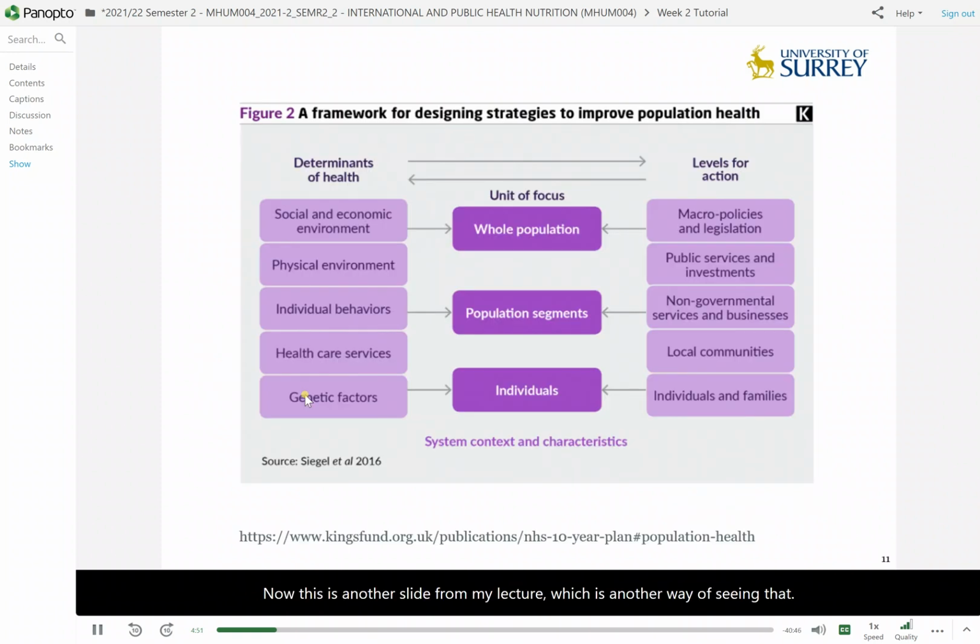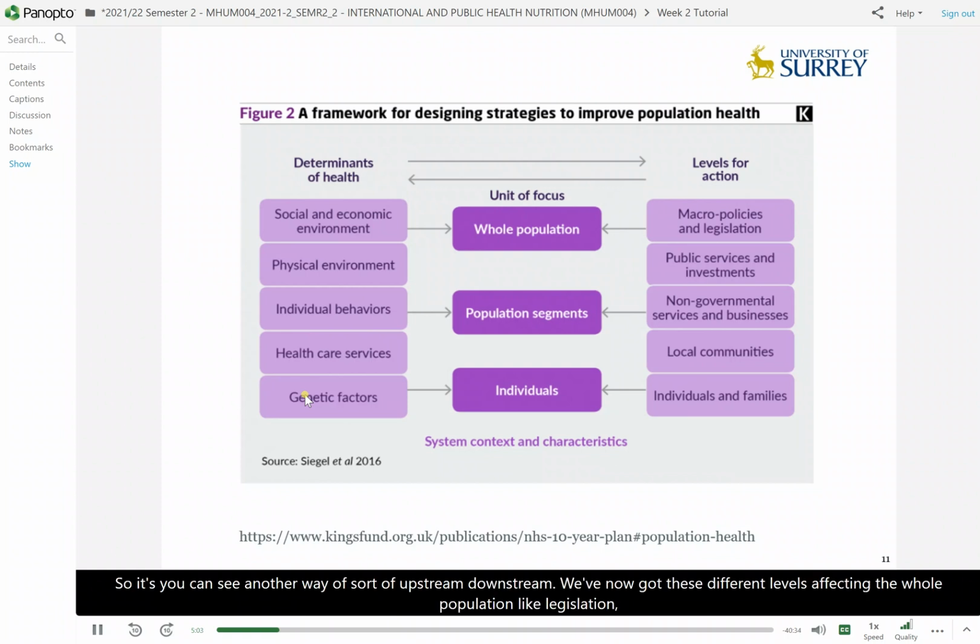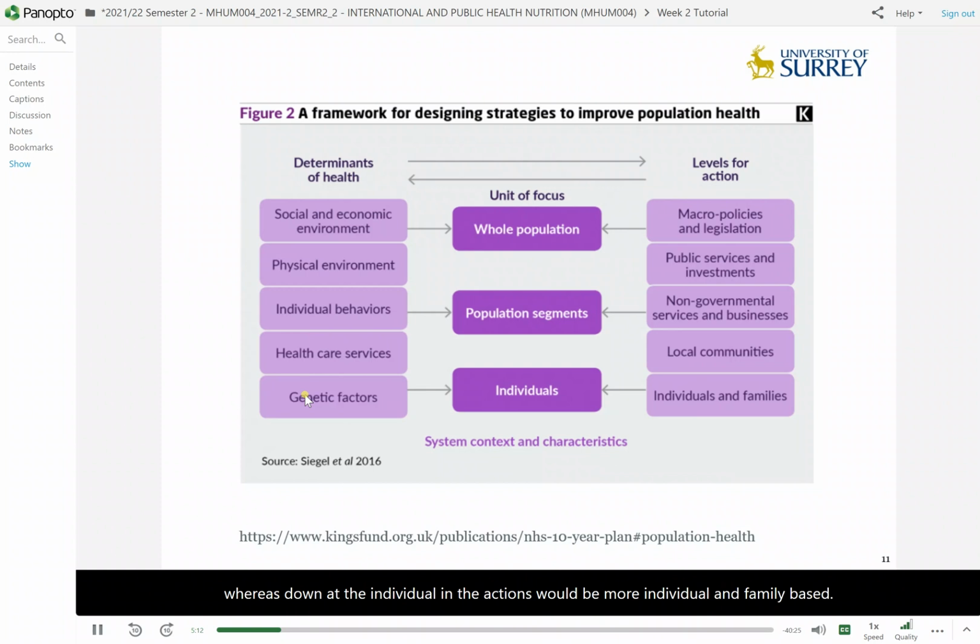Now, this is another slide from my lecture, which is another way of seeing that. So we've got the different levels, I don't know if this is going to show on here, different levels of the population and the different levels of action. So you can see another way of, instead of upstream, downstream, we've now got these different levels affecting the whole population, like legislation, whereas down at the individual level, the actions would be more individual and family-based.